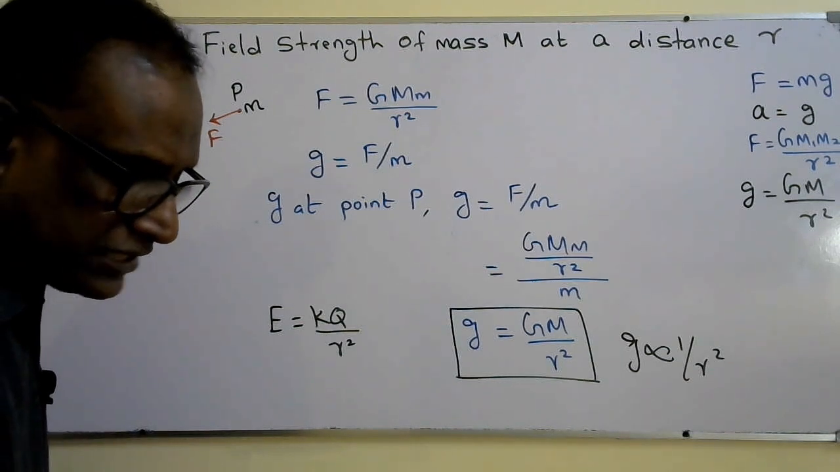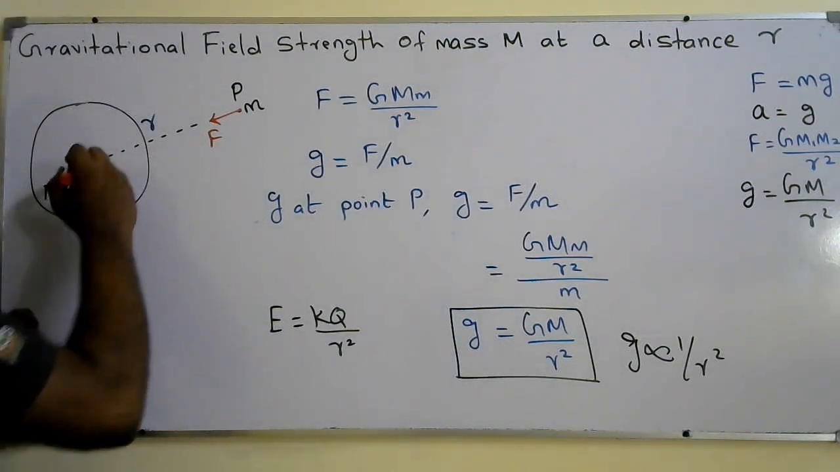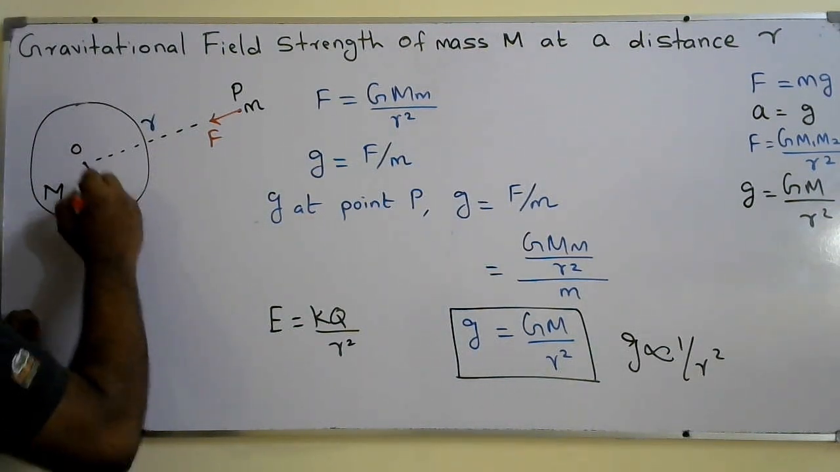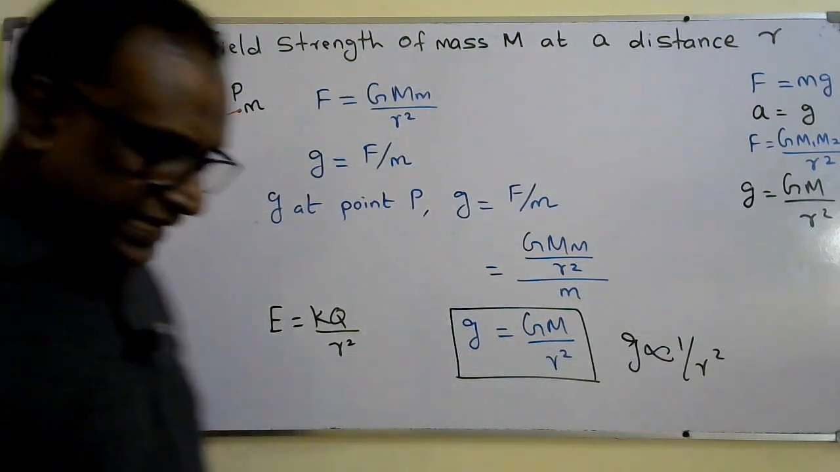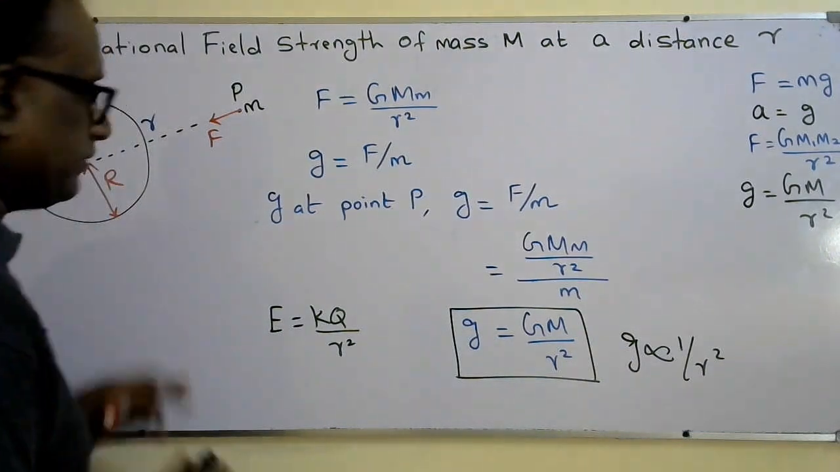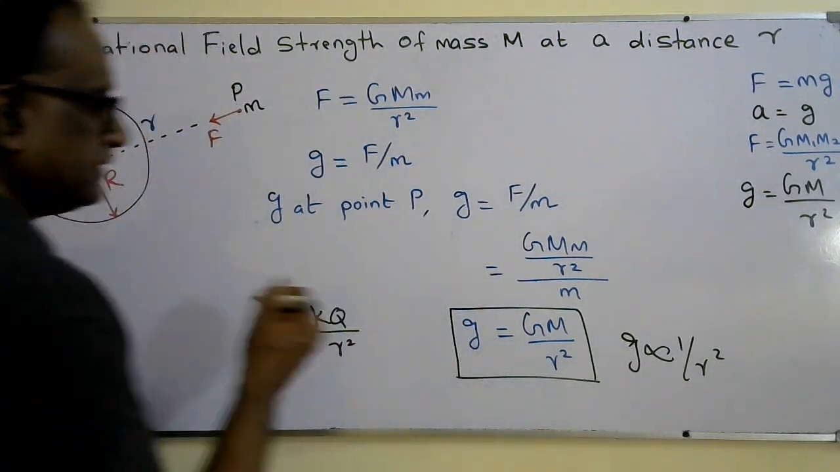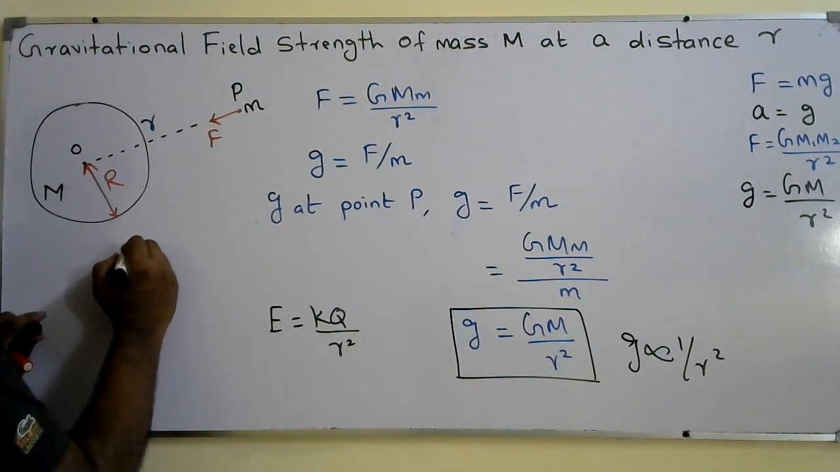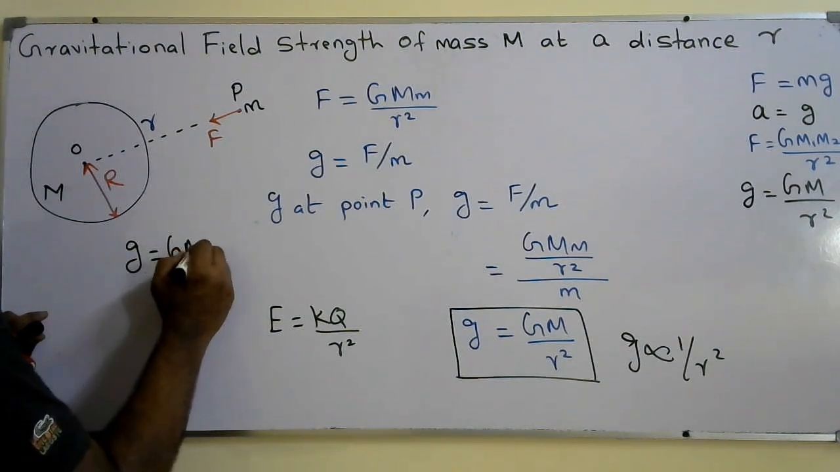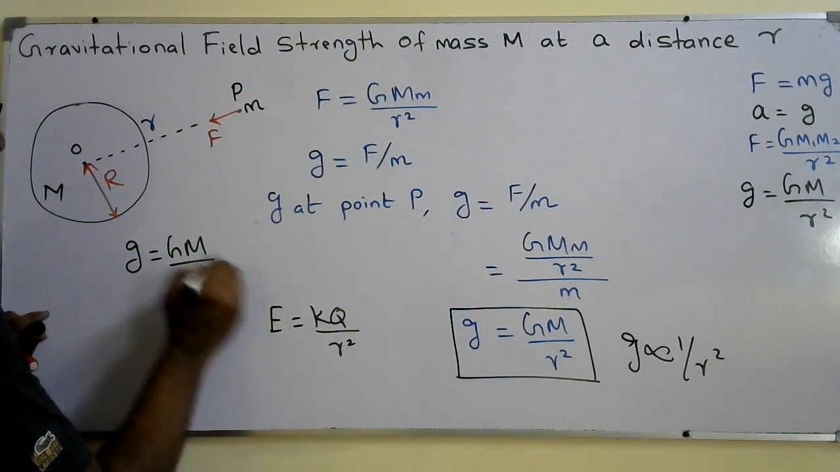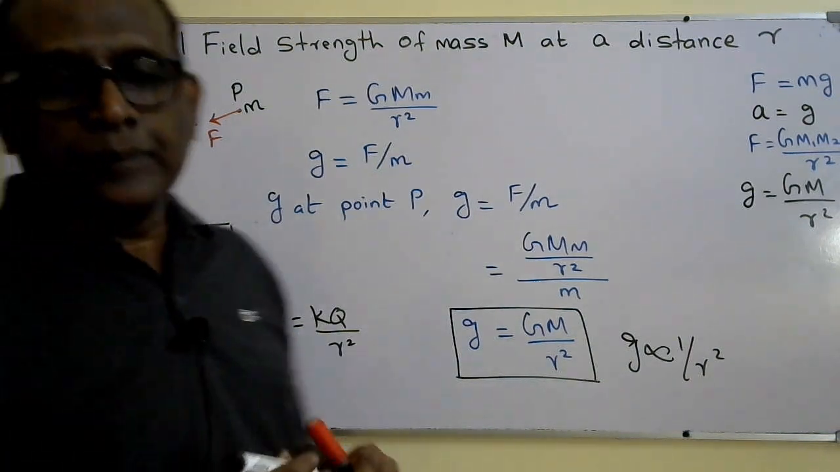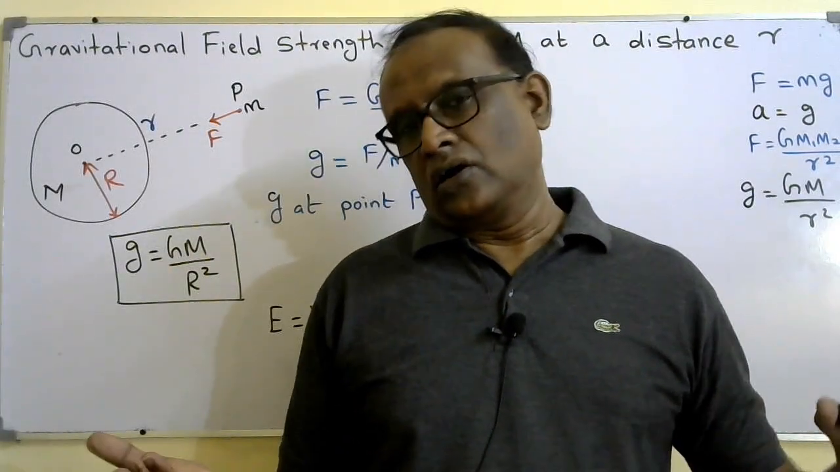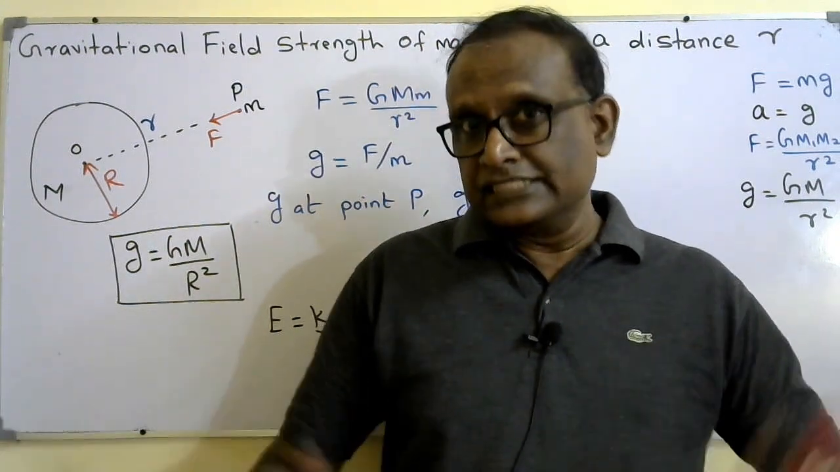Okay, so if the radius of this planet or moon or whatever it is is capital R, then what will the gravitational field strength on its surface be? Use the same equation: g equals GM over r squared, where r is the radius of the planet. Normally the planet, moon or star is spherical in shape.